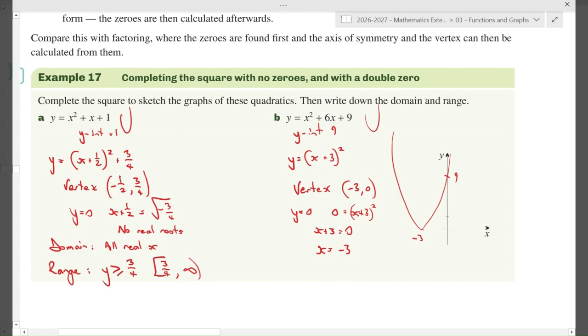So what is my domain on that one? All real x. Excellent. And my range? y greater than or equal to 0. Perfect. Everyone happy with that?